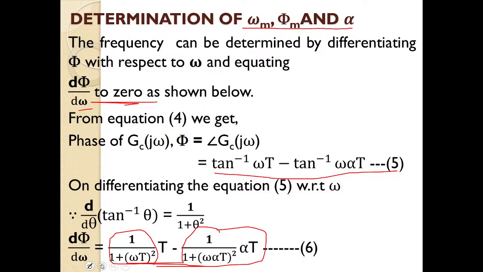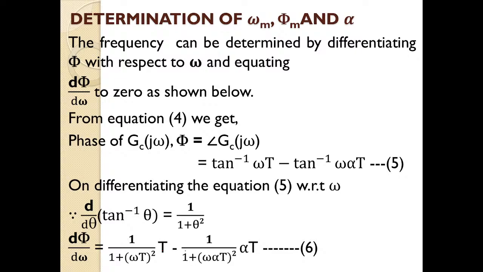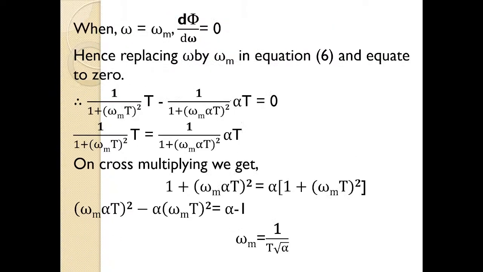After differentiating phi with respect to omega, just assume we want the maximum value, so consider omega equal to omega m. When omega equals omega m, d phi by d omega should be equal to 0. So equate that equation to 0 and simplify it: 1 by (1 plus omega m t whole square) into t minus 1 by (1 plus omega m alpha t whole square) into alpha t is equal to 0.